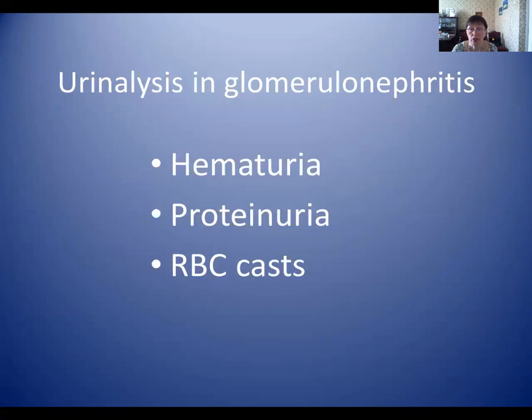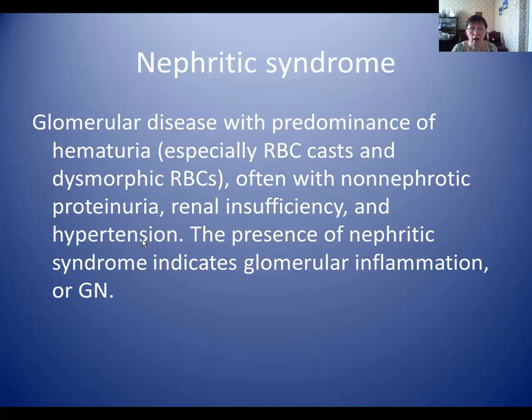What may be changes in the urinalysis in the case of glomerulonephritis? The main three signs of glomerulonephritis will be hematuria, presence of the red blood cells, then proteinuria, high level of protein in urine, and red blood cell casts. Do you remember? Casts are the sign of affection of the kidney.